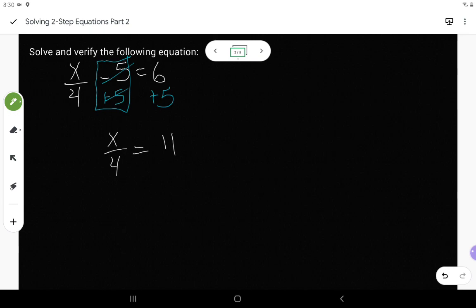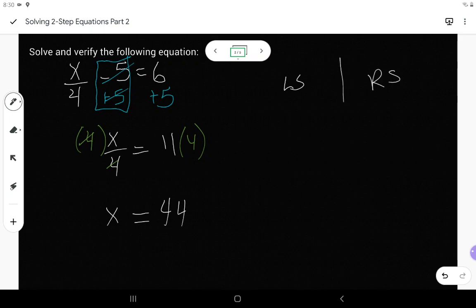Now to get rid of the dividing by 4, I need to multiply by 4 on both sides. That's my opposite operation. When I multiply by 4 and then divide by 4, I get 1, so I'm just left with 1x in the end. And 11 times 4 is 44. So the value of x, that missing number in the original equation, should be 44.